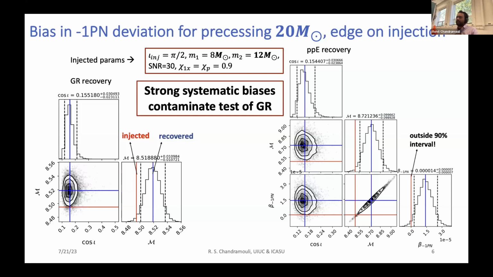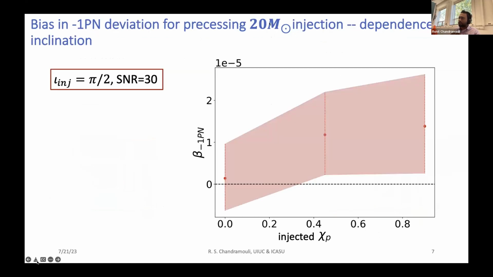This is something that one could expect, but we know exactly for which systems this happens. The goal next is to see how this bias depends on the source parameters, and how this bias changes if we change the parameters. So right now, I'm going to show you how this bias changes if we change the inclination angle. This is for an injection of pi halves.